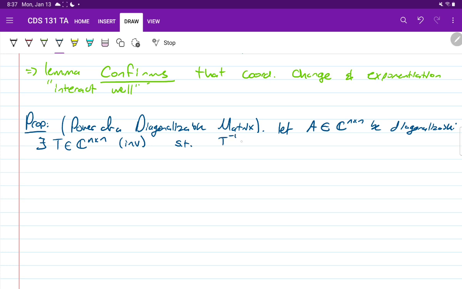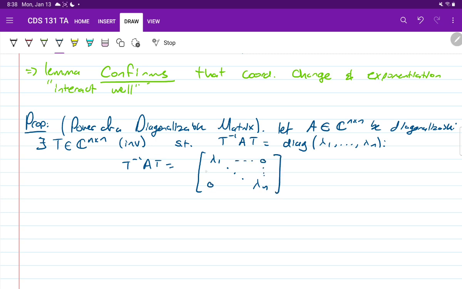such that T inverse A times T is equal to a diagonal matrix, which I'll denote diag lambda 1 through lambda n. Okay, so just to clarify, what we have is T inverse AT is equal to the diagonal matrix lambda 1 through lambda n. Right? There's zeros everywhere else in this matrix.